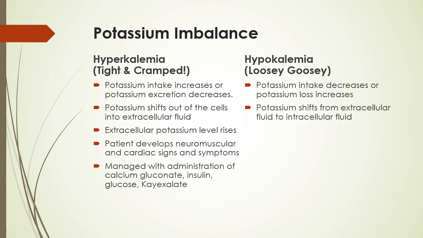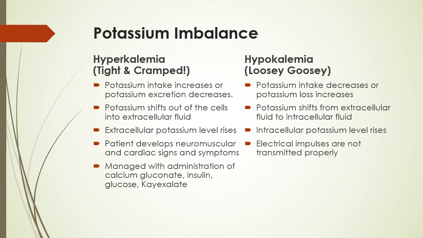If you've got somebody that's taking insulin for diabetes, when the blood glucose shifts from the bloodstream into the cells, it's going to take the potassium with it. You can see your intracellular potassium level rise, and when that happens, electrical impulses are not transmitted properly. Things don't move the way they're supposed to. It's more of a relaxed effect.